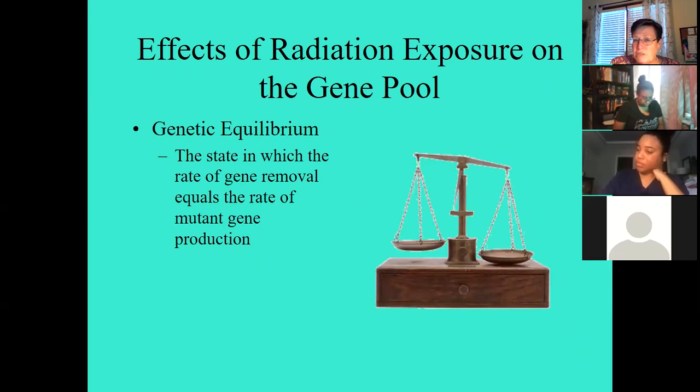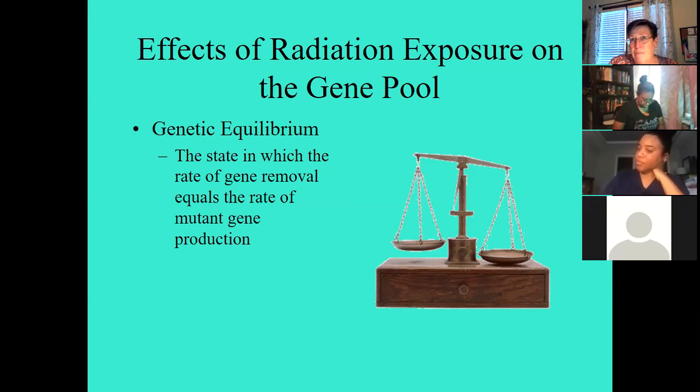Typically, the population should be in a state of what's called genetic equilibrium. If the population is in a state of genetic equilibrium, that means the rate at which mutations are produced is equal to the rate of removal. So it's a balance.